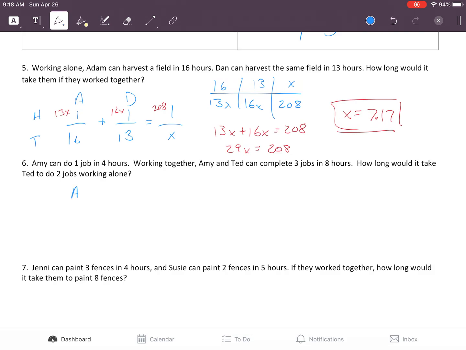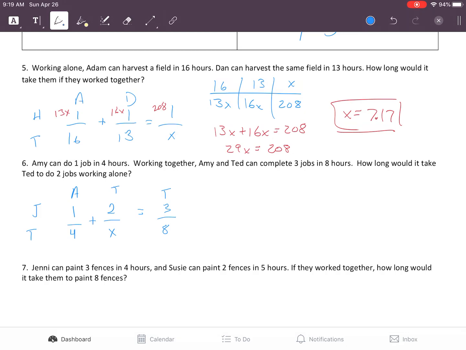Amy, we have Amy and we have Ted. Okay, Amy can do a job, so we'll just do job and time. Amy can do one job in 4 hours. Working together, Amy and Ted can complete 3 jobs in 8 hours. How long would it take Ted to do 2 jobs working alone?